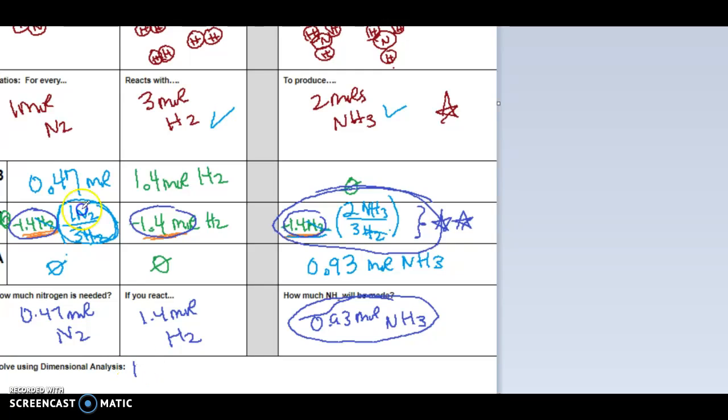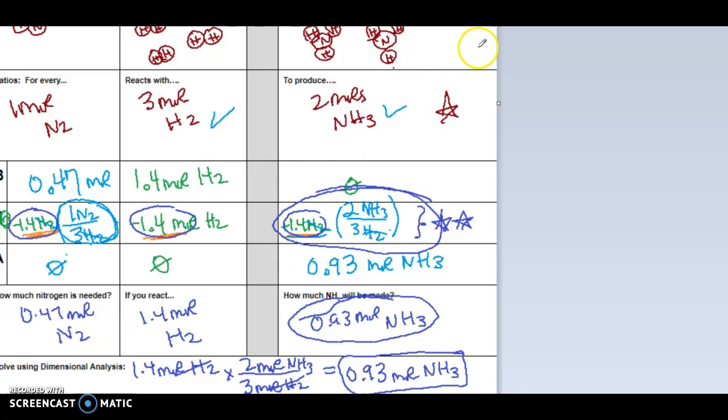So I know that I started with 1.4 moles of H2, and then the ratio is for every 3 moles of H2, I know I'm getting 2 moles of NH3. Those moles of hydrogen are going to cancel, and you see that's how I got this number here, moles NH3. That's what it means by using dimensional analysis. You already are using dimensional analysis here, but when they say just use dimensional analysis, it's just doing that step. To me, this is kind of like the cheat way to do it. It's just easy and fast, but I want you to really understand where all of it comes from.